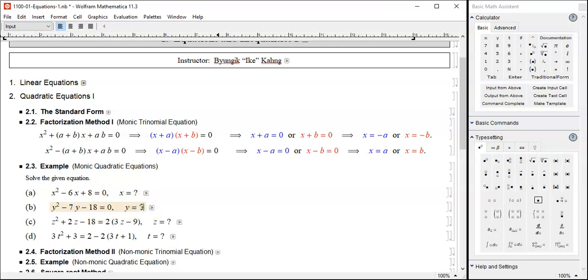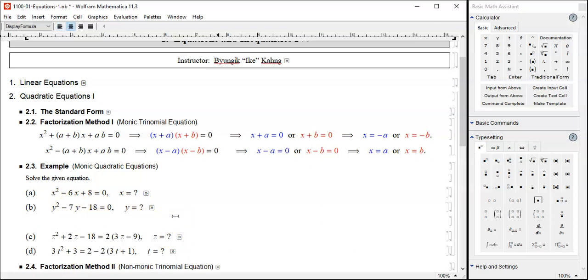So let's see. What are those numbers? 2 times 9? 2 times 9 is 18. Which one is positive and which is negative? We need -7. So we need y minus 9, y plus 2. You see, -9 plus 2 add up to -7. So what do we have? y minus 9 is equal to 0. y plus 2 is equal to 0. Therefore, y equals 9 or y equals -2, and those are the solutions. It's easy.